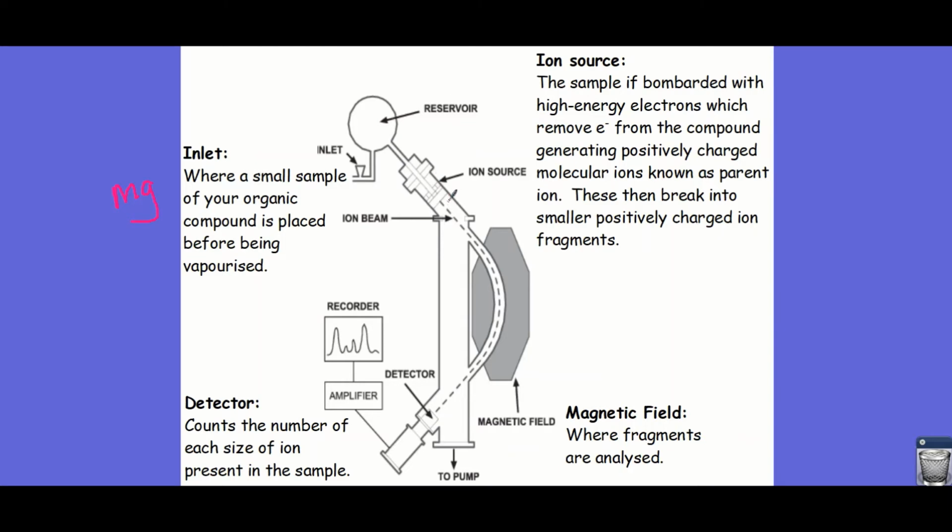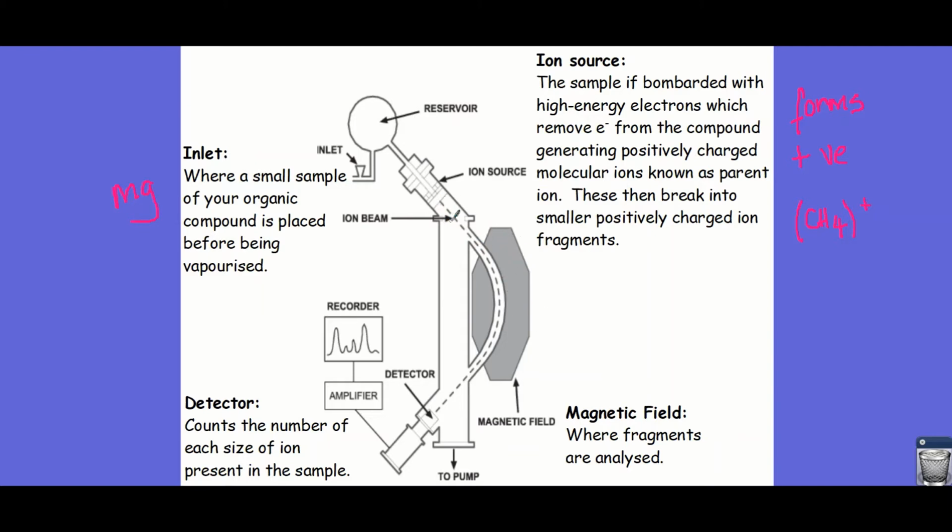Now, at this point, your sample is bombarded with a load of high energy electrons. And what that does is it removes an electron from your sample and forms a positive ion of it. So if you were putting in there, say, a sample of methane, what would be formed is a positive methane ion, for example. It then travels down here.